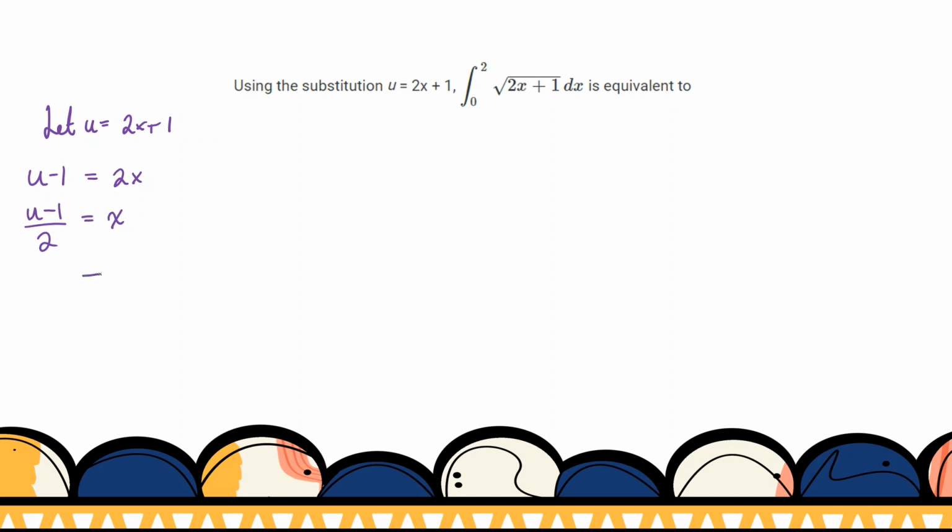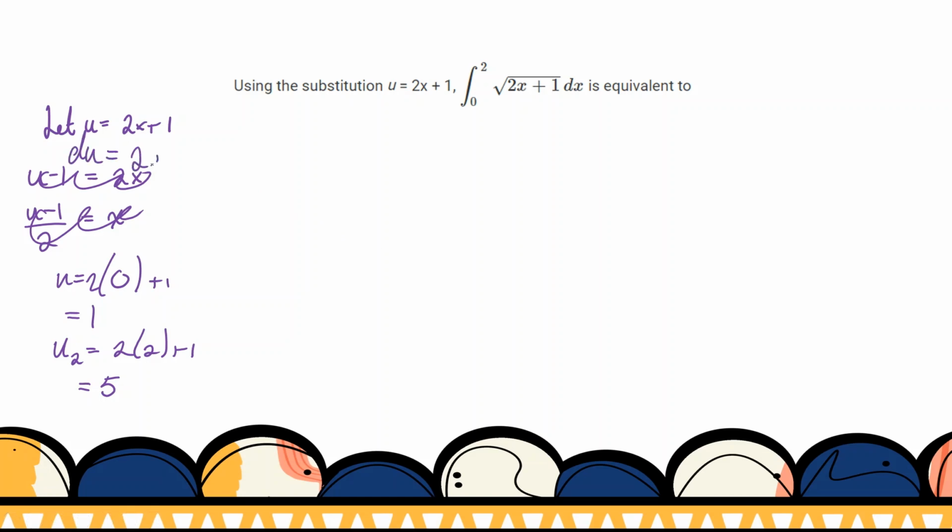So that when x is 0, oops, I didn't mean to put it that way. That's okay. Anyways, so when x is 0, u equals 2 times 0 plus 1. We get 1. And when x is 2, u is equal to 2 times 2 plus 1. So our limits will change to 1 and 5. And then also, this will change to u. And then finally, du is going to equal 2 dx. So that dx equals du over 2.